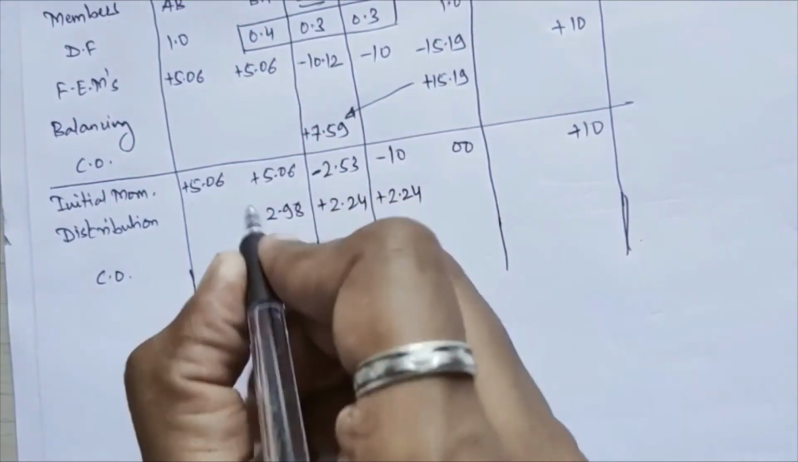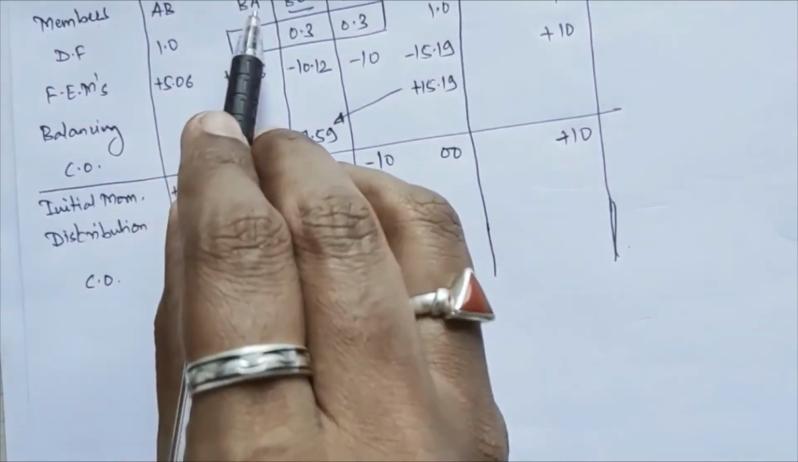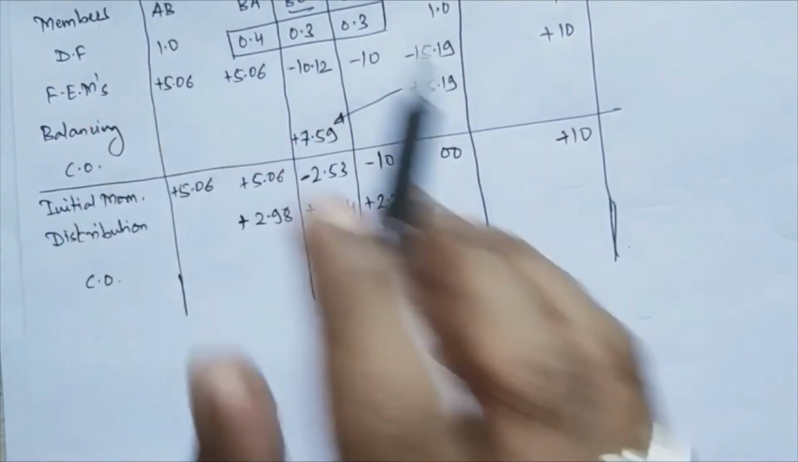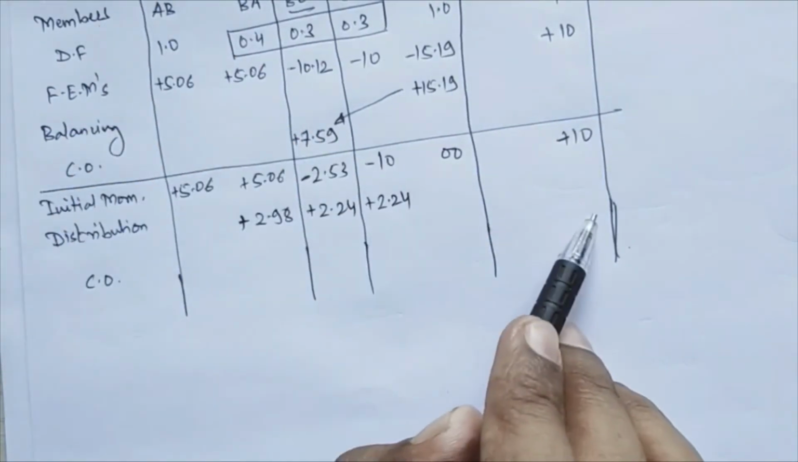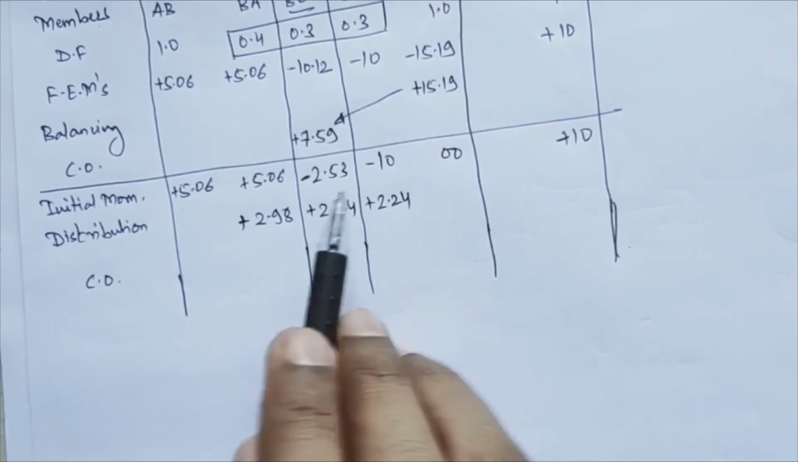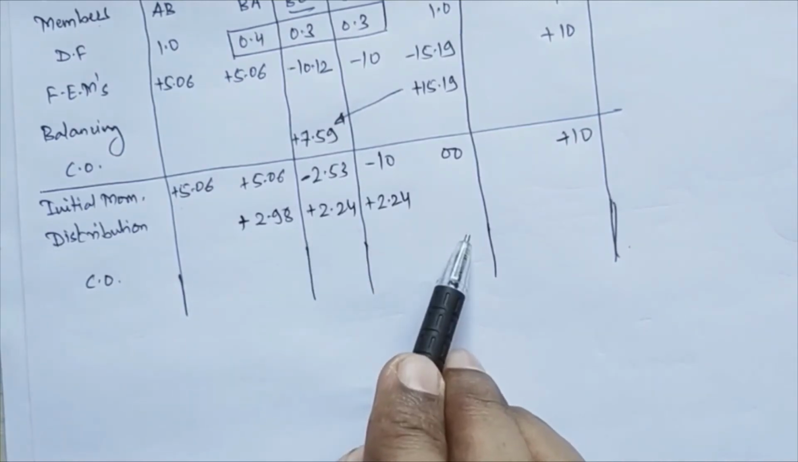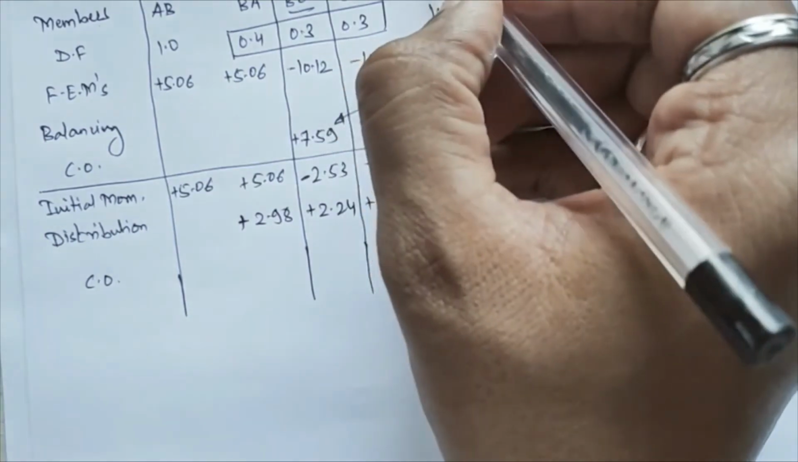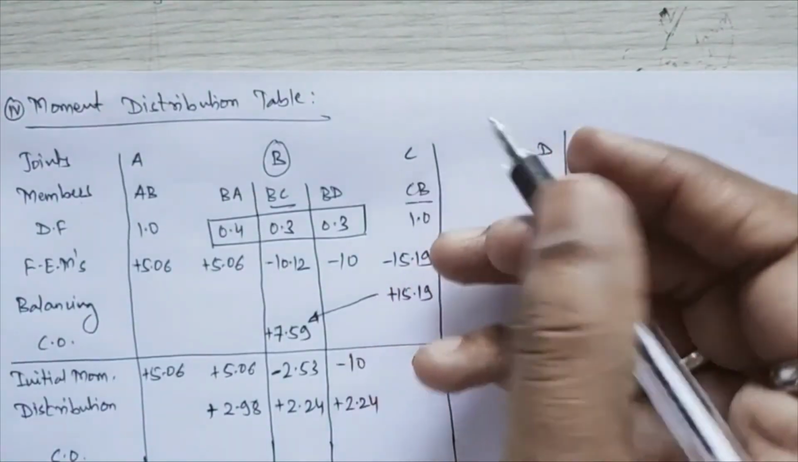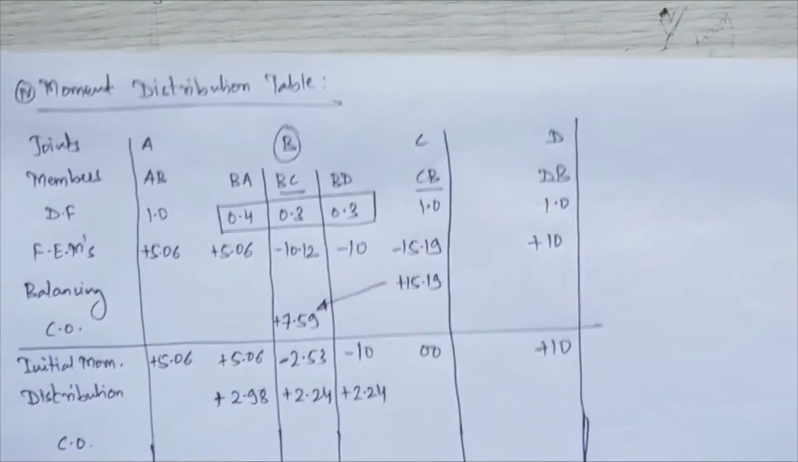Now carryover of which moment do you have to do? You have to do the carryover of BA to AB, because A is capable over here, and BD to DB, because D is also capable over here. BC will not get carried over to CB, because why? Here your C joint is incapable. So only at the capable supports you have to do the carryover.